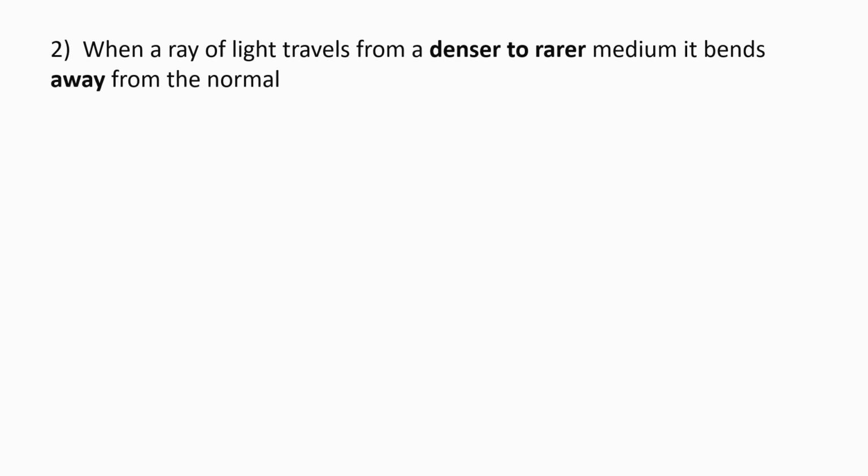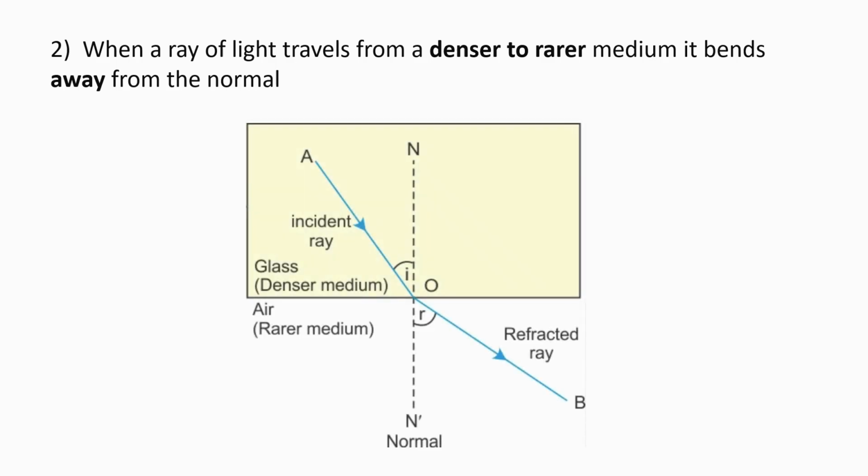When a ray of light travels from a denser to a rarer medium, what happens? Let's learn about this with respect to this picture. Here, let's take our denser medium as glass and our rarer medium as air. The incident ray is AO and it is falling on the surface.